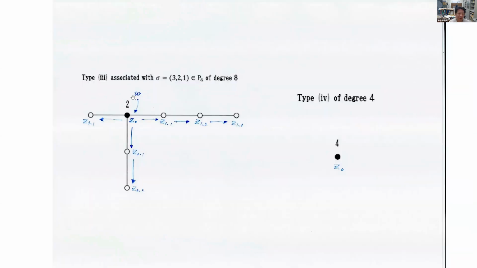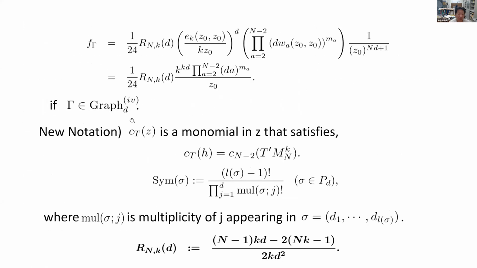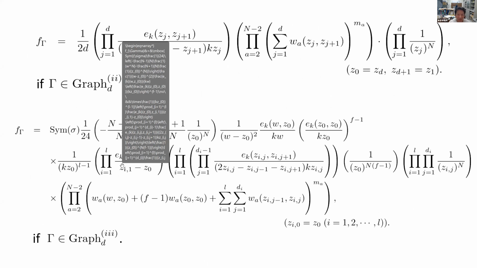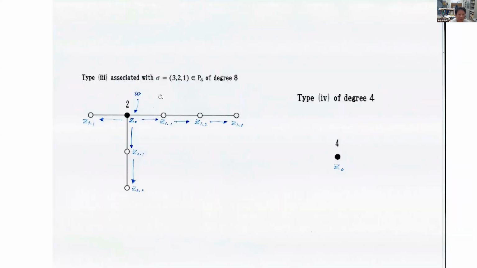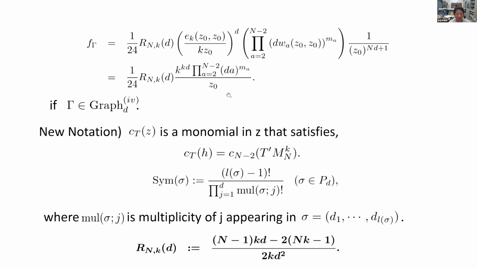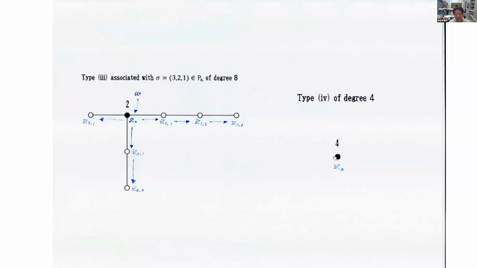And in the cluster vertex, we also have to introduce a ghost vertex W, which is also associated with the cluster vertex. And we first integrate W, because for the type 3 graph, we have poles at W equals Z0. So we integrate W first, then we integrate from inside to outside. And in the type 4 case, we have only one variable Z0, and this integration is very straightforward.